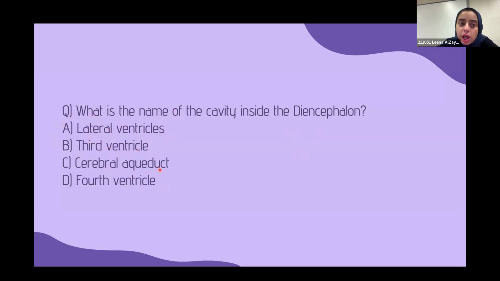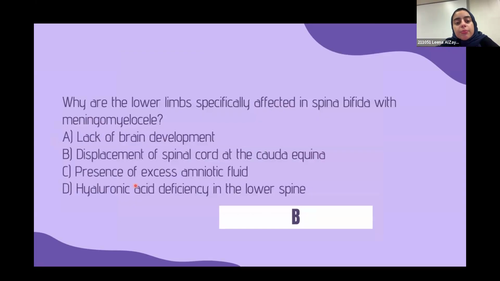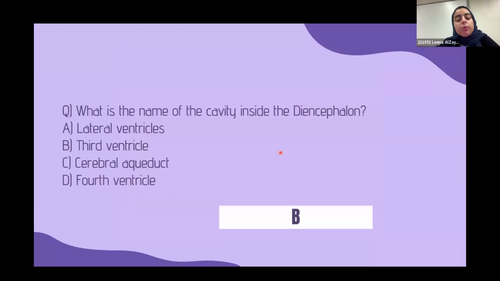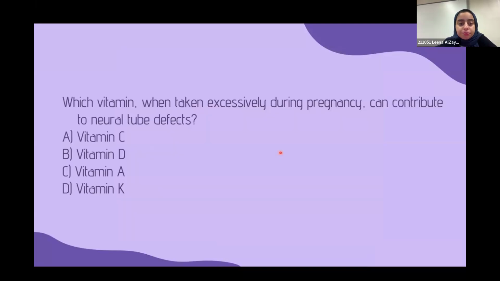Then we have the cerebral aqueduct, which is for the mesencephalon, the midbrain. Sorry, I said hindbrain, but that was for the midbrain. And then the last one, which is the fourth ventricle over here, is for the metencephalon and myelencephalon, which create the fourth ventricle. Okay, so B is the answer.